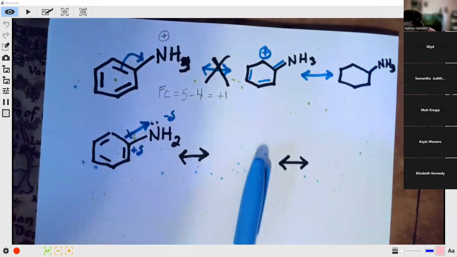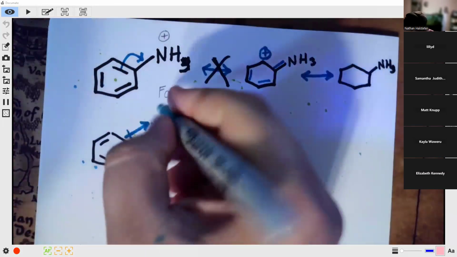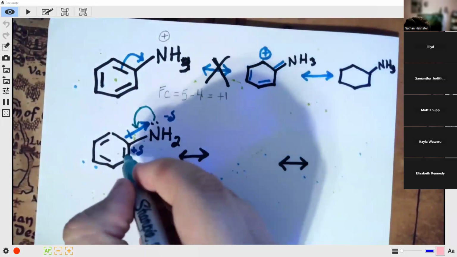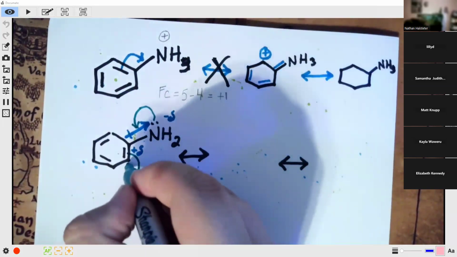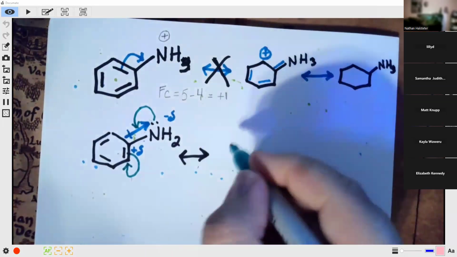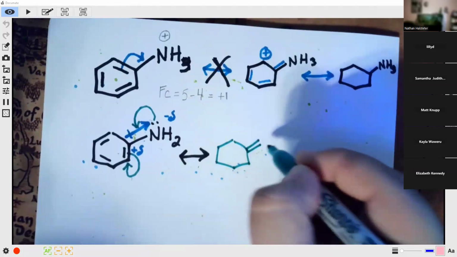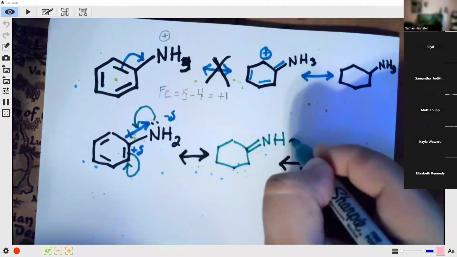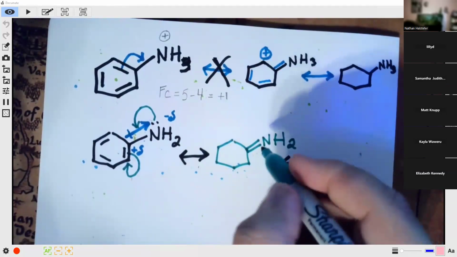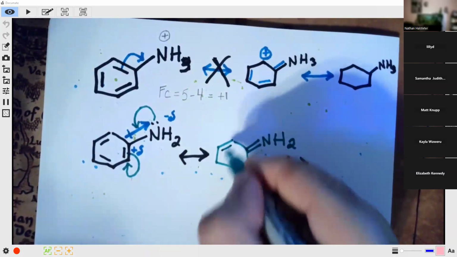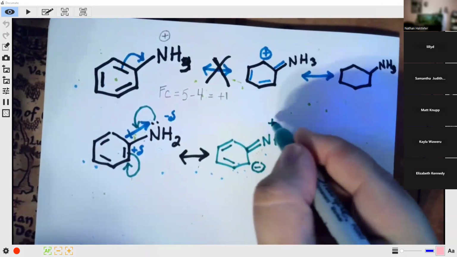This, let me change colors at least, can come down to form a pi bond and move this pi bond to become a lone pair. So 1, 2, 3, 4, 5, 6. Now here would be a negative charge. We still have our other pi bonds intact, and this has a positive charge.